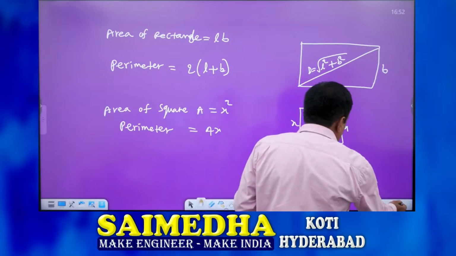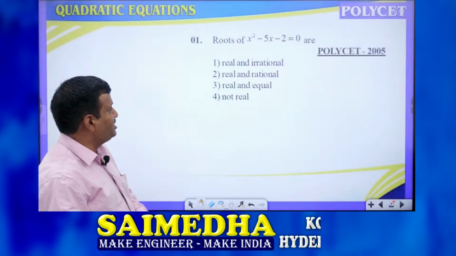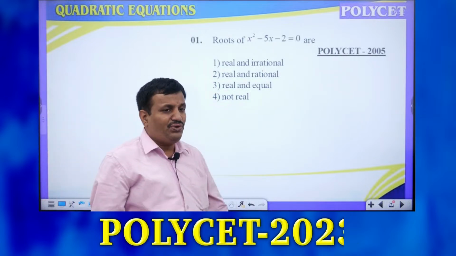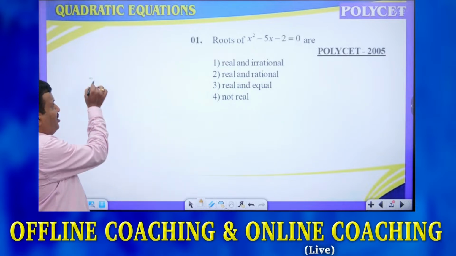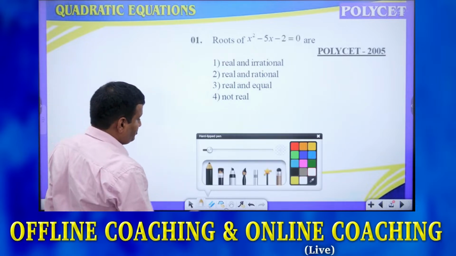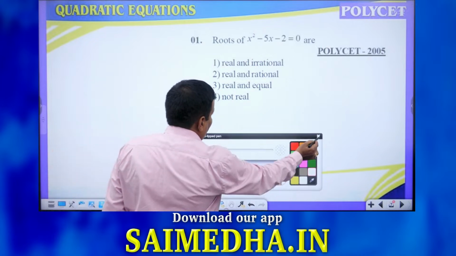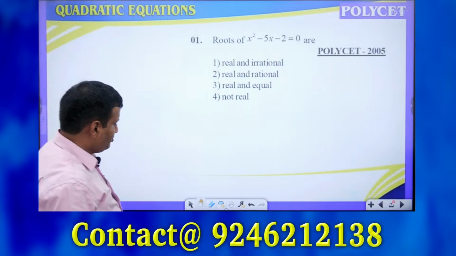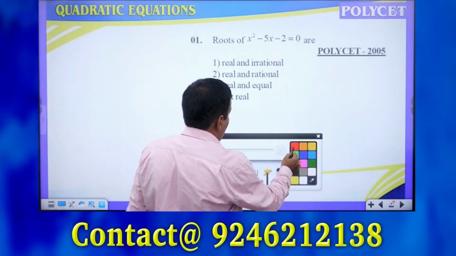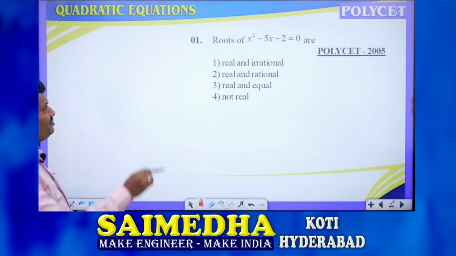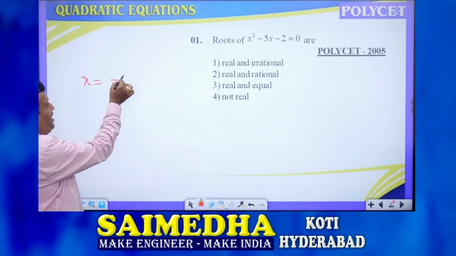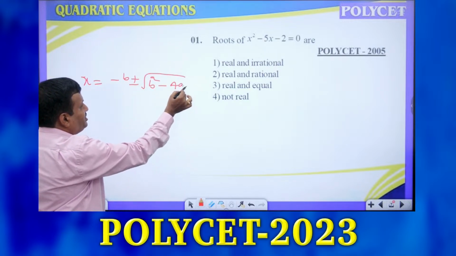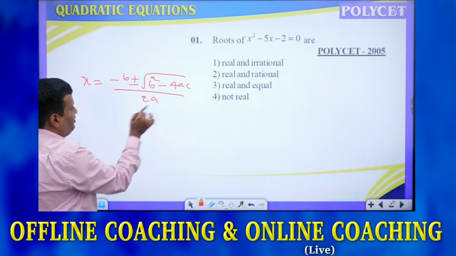So let us solve some numericals based on these quadratic equations. Here you observe, roots of the equation x square minus 5x minus 2 equal to 0. What is the formula to calculate the root here? Root of the equation, what is the formula to calculate? X is equals to minus b plus or minus square root b square minus 4ac divided by 2a.